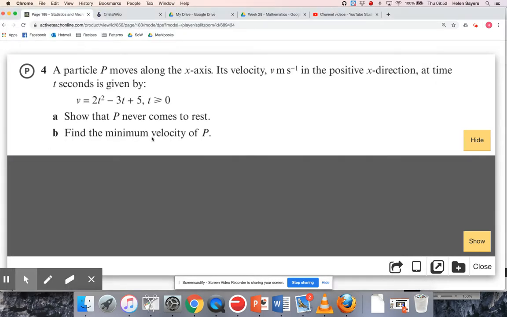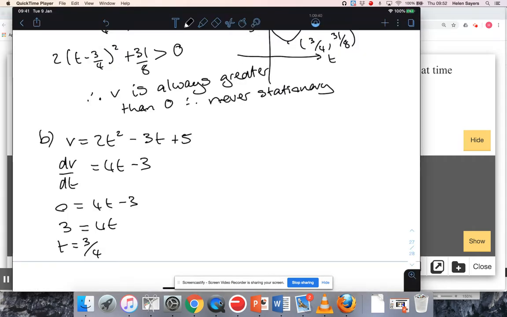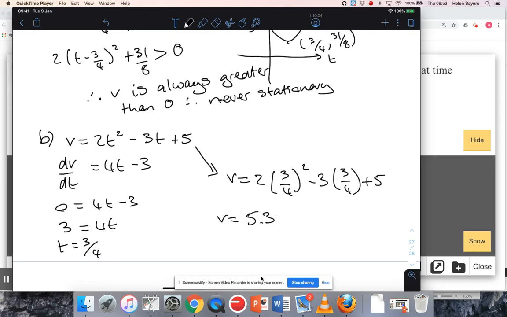But I've got to be really careful to complete the question. I have found the value of t where the velocity is a minimum, but they've asked me for the actual minimum velocity. So I just need to go back to the expression for velocity and substitute 3/4 into that. Okay, so really quickly, let's just double check. That's giving me 5.3125, so that would be 5.31 to 3 significant figures.